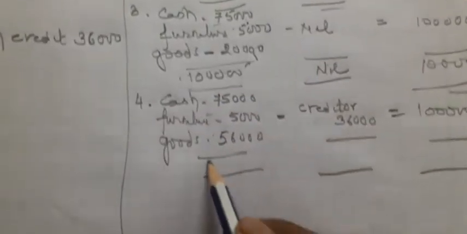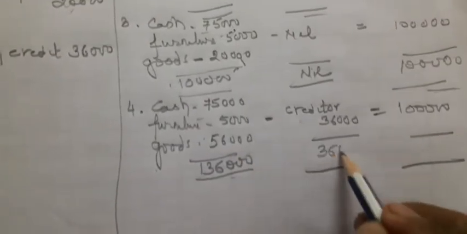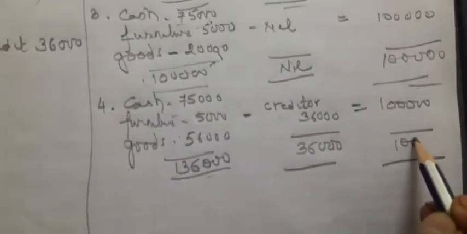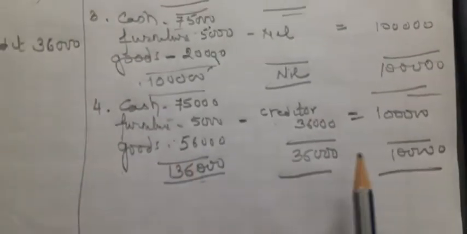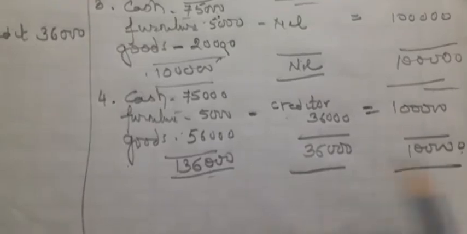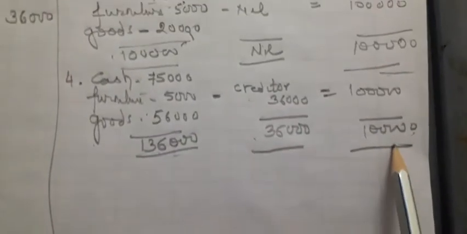Total of assets 1,36,000 minus 36,000 is equal to 1 lakh rupees. Left hand side is equal to right hand side. 1,36,000 minus 36,000 is equal to 1 lakh rupees.